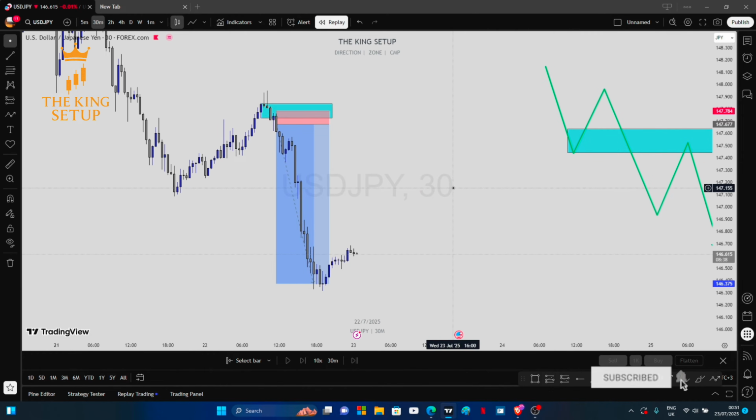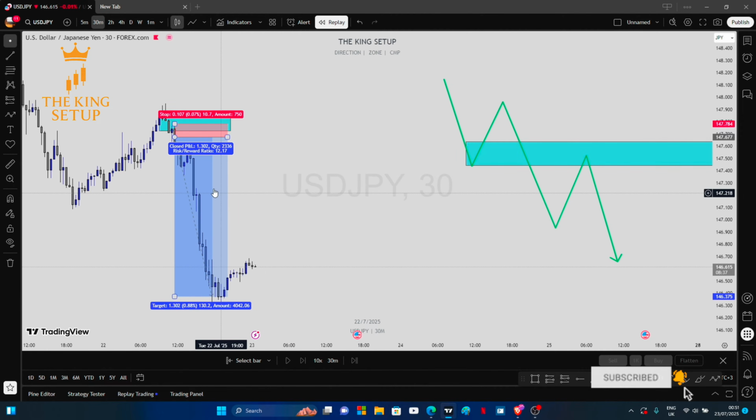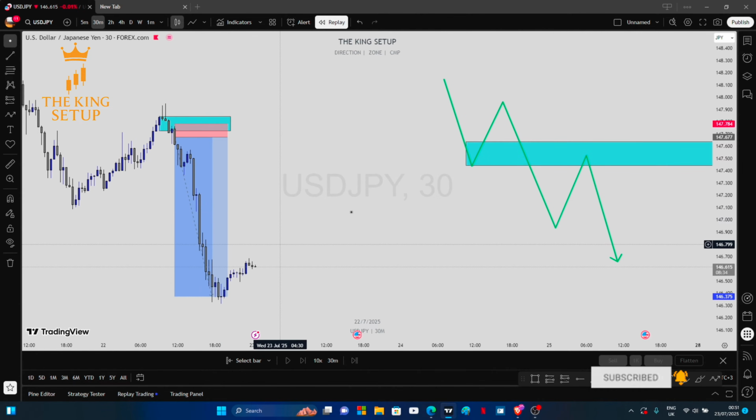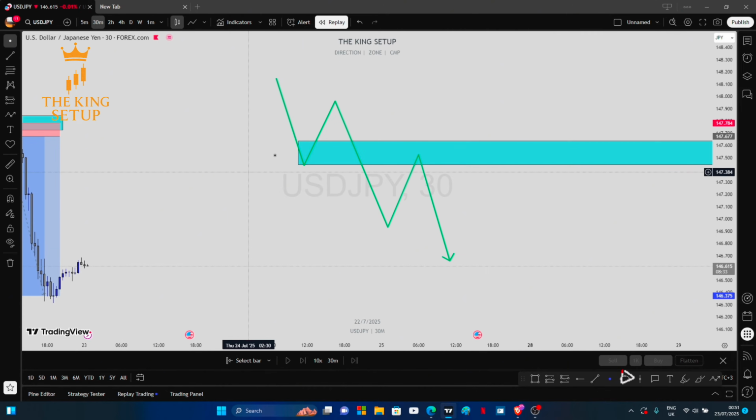This is USD JPY. We managed to secure 130 pips. So this is how you are supposed to mark your zones. Number one is identifying a buying zone.